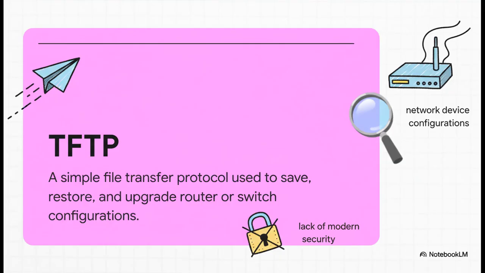So the whole idea behind TFTP is its simplicity. It's what we call connectionless. Its main reason for existing is to just quickly blast those essential files, like your router configs or IOS images, across a local network that you already trust. It's built for speed and raw efficiency, not for complexity or security.